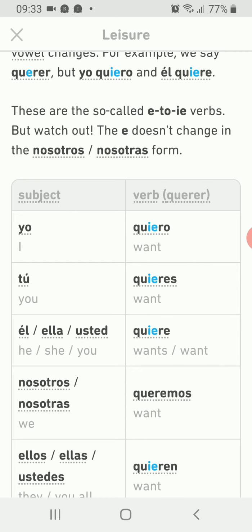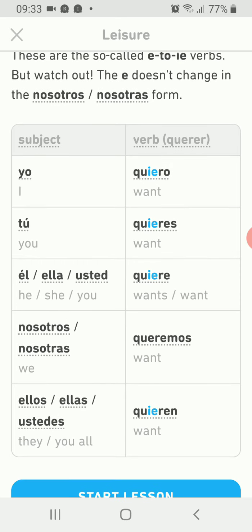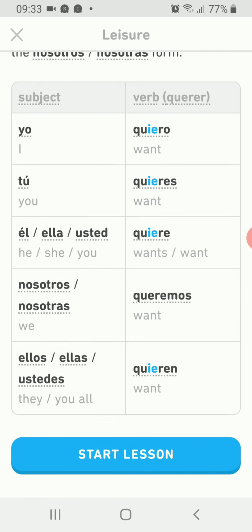So we have the subject pronouns yo, tú, él, ella, usted, nosotros, nosotras, ellos, ellas, and ustedes. So let's look at the verb querer, which means to want. Yo quiero, tú quieres, él quiere, ella quiere, usted quiere, nosotros o nosotras queremos, and ellos, ellas, ustedes quieren.